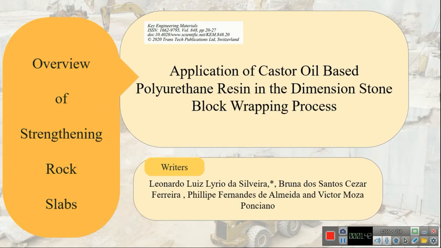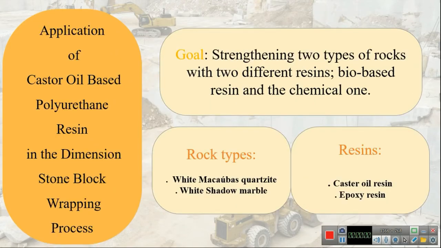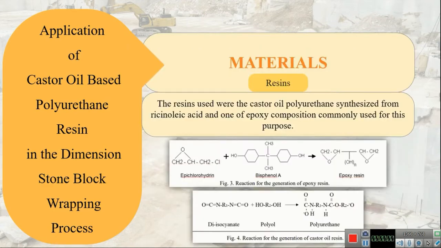Well, as I said, the goal of this research is strengthening 2 types of rocks with 2 different resins: the bio-based one, I mean the castor oil resin, and the chemical one, the epoxy resin, on 2 types of rocks, one quartzite and the other one of the marble types. Here is the chemical compound of the resins. As you can see, the epoxy resin is a final product of the reaction between epichlorohydrin and bisphenol A, and the castor oil resin is obtained from the reaction between isocyanate and polyol.